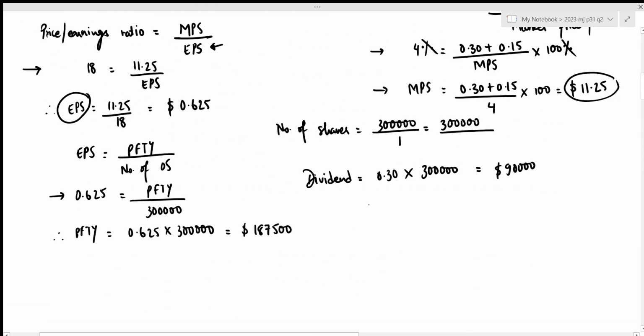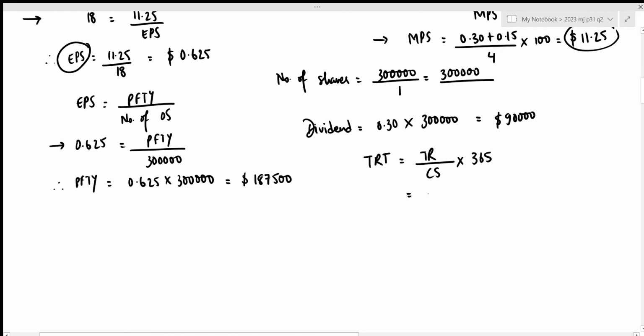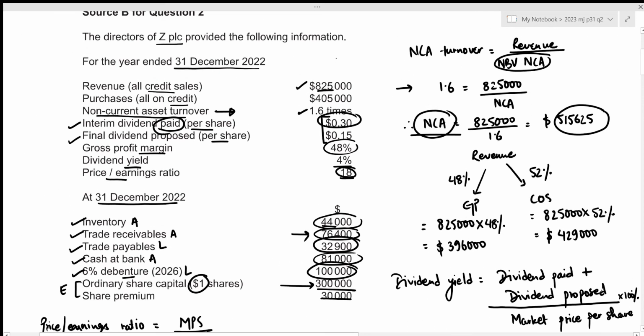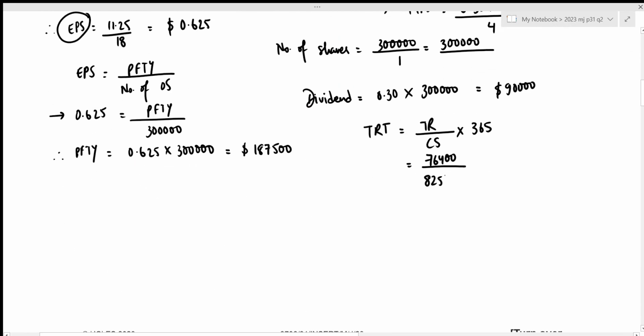Okay, we first start with our trade receivables turnover. The formula is just trade receivables divided by our credit sales multiplied by 365, since this is in days. So we are given the value for trade receivables right here to be 76,400. Then we just divide it by our credit sales, which is given to be 825,000. And we just multiply it by 365. And this gives a value for our trade receivables turnover to be 33.80, and remember that we need to round it off, so that's just going to be 34 days.